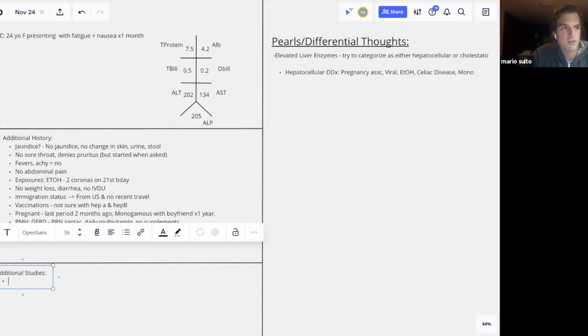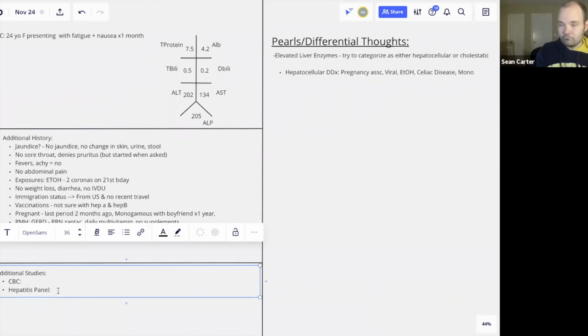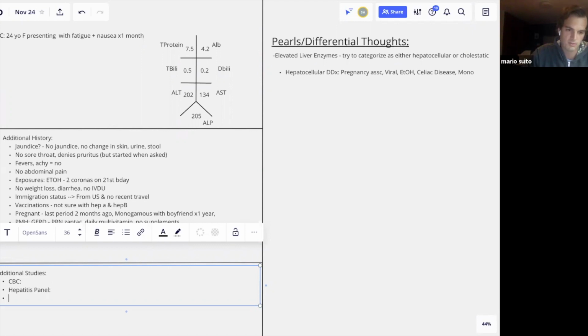I think first, a CBC, I would like to see the hemoglobin. I would also like to order a viral hepatitis panel, including Hep A, Hep B, Hep C. I'm not sure if it's too early to order autoimmune markers like ANA, AMA, or total IgG. But I think those will be my first thoughts.